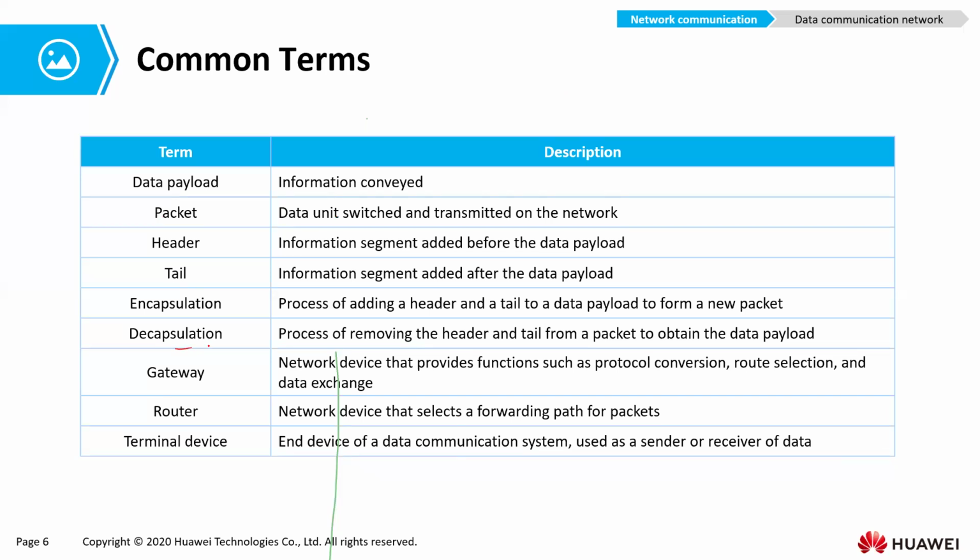Then the gateway, that is the gate out of the network, which provides a way out of the network basically. Then a network device that provides functions such as protocol conversion and route selection. Okay, this is the gateway, not the default gateway. So that's our router in this case. So gateway and router are probably the same thing.